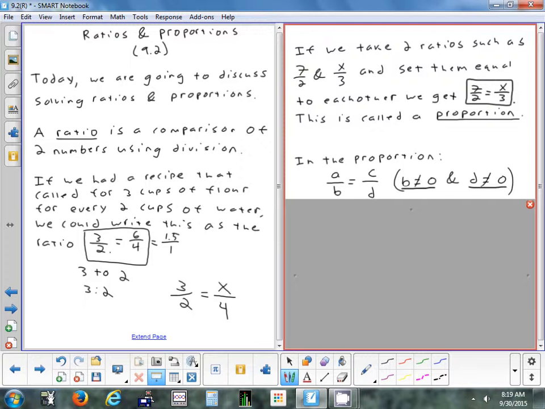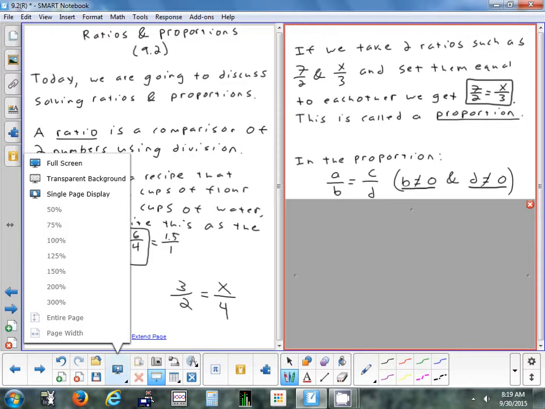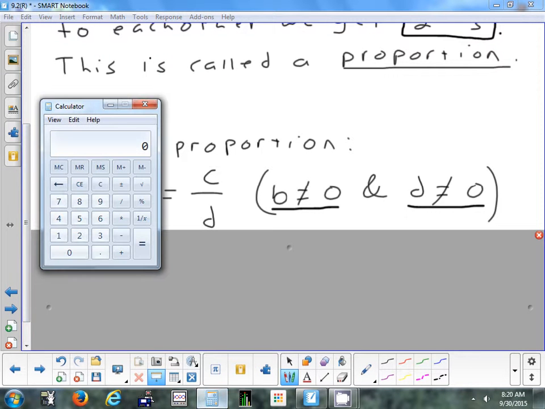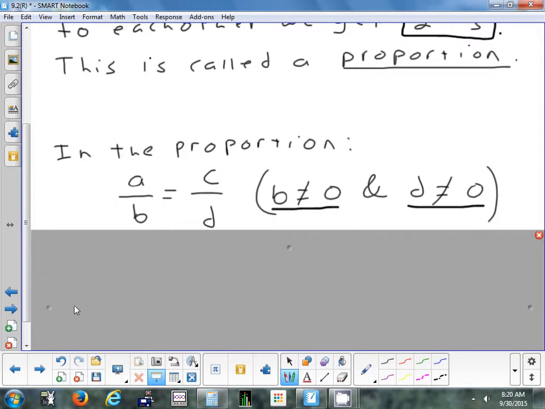So what I want to do is just look at this proportion. In general, you're going to have numbers here a lot of the time, maybe a letter in one spot. B and D, though, I guarantee you they will never be a certain number. They can't be 0, because anytime you have a fraction line, you're never allowed to put 0 in the bottom. How many people already knew that? Can't divide by 0. If you try to, watch what happens. The calculator tells you cannot divide by 0. So these numbers in the bottom will never equal 0.